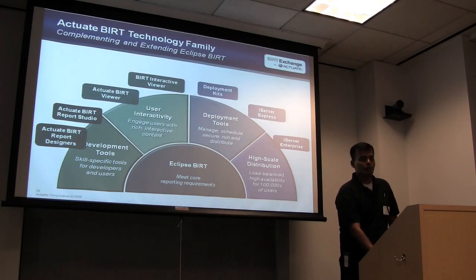If you see at the bottom where you have Eclipse BIRT, that is a free version. Based on that, we have various Actuate products, which are the commercial products. All the things you already see on the top are your commercial products. At the bottom, you have Eclipse BIRT, your free version. Eclipse BIRT consists of the report designer as well as your runtime engine.